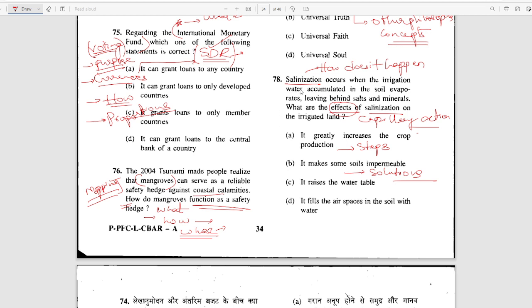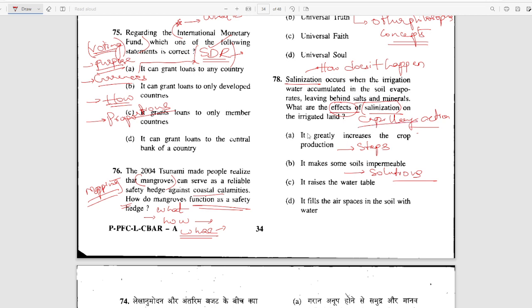78th question. Salinization occurs when the irrigation water accumulated in the soil evaporates, leaving behind salts and minerals. What are the effects of salinization on the irrigated land? So you have to understand what salinization is and how it affects the land, and how salts and minerals come to the surface. That is through capillary action.